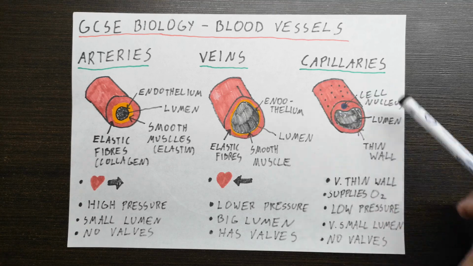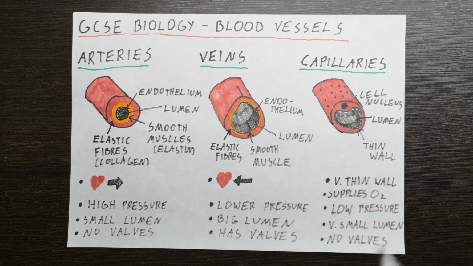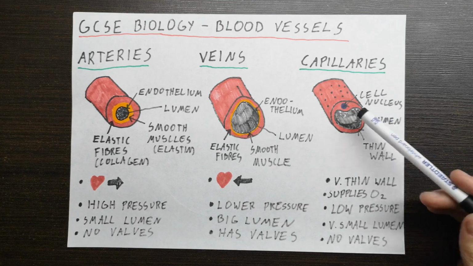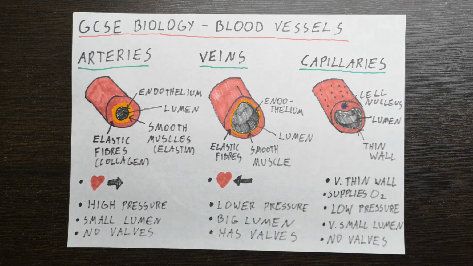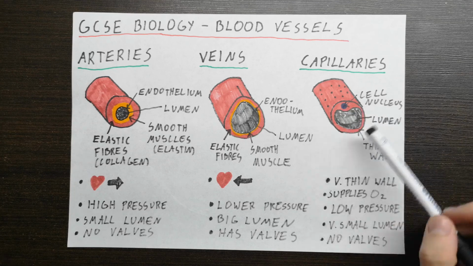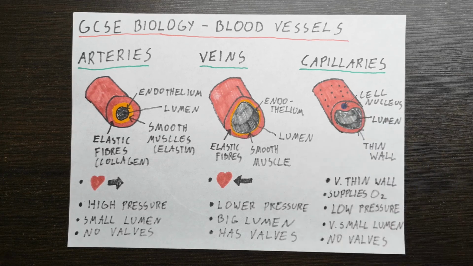And again, here I drew up a structure of a capillary. So we would have an actual cell nucleus because it's a single cell thickness wall. They are that small. They are in a completely different scale than the other two. The arteries and veins that I drew, that's a completely different scale. So they have a single cell thick wall with a cell nucleus. They have a very tiny lumen, and they have a very thin wall.